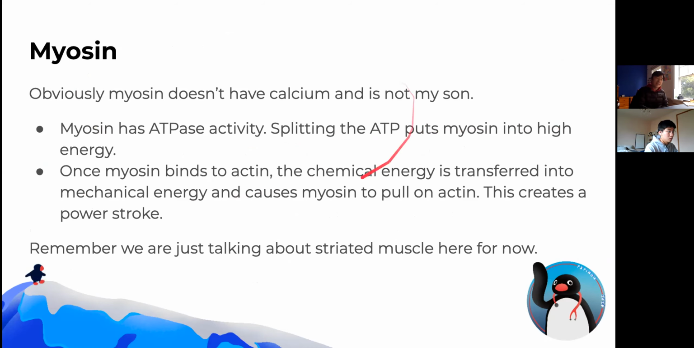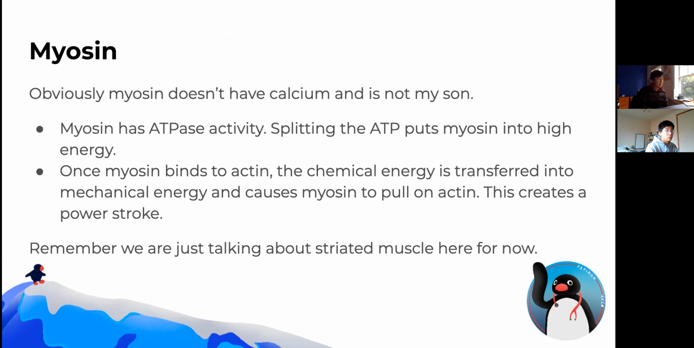A bit of a disclaimer: myosin doesn't actually have calcium. Calcium comes from two different places. That's what we call the calcium-calcium coupling. So calcium can come from extracellular to help DHP later, which I'll go into, don't worry about it. But just know that myosin itself doesn't actually have calcium, it's more so from other places.